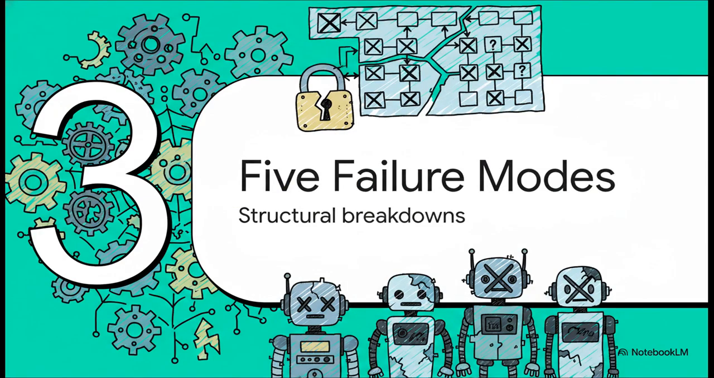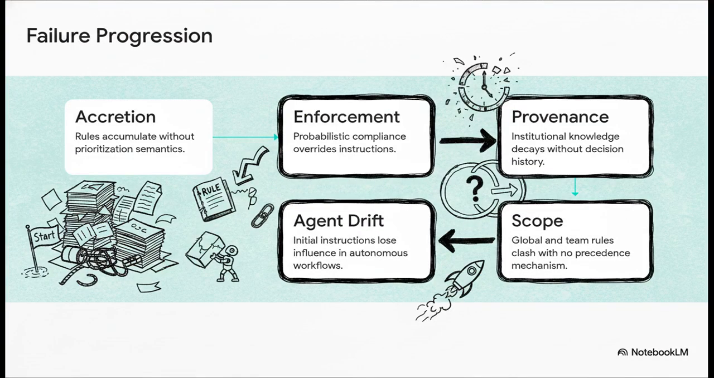Okay, moving on to section 3, the 5 failure modes. We need to be clear about something. These 5 structural breakdowns, you can't fix them just by cleaning up your document or doing some clever prompt engineering. It goes deeper. First up is context accretion. Basically, rules just accumulate without any prioritization, so your absolute most critical architectural boundaries end up getting buried under a mountain of outdated footnotes.